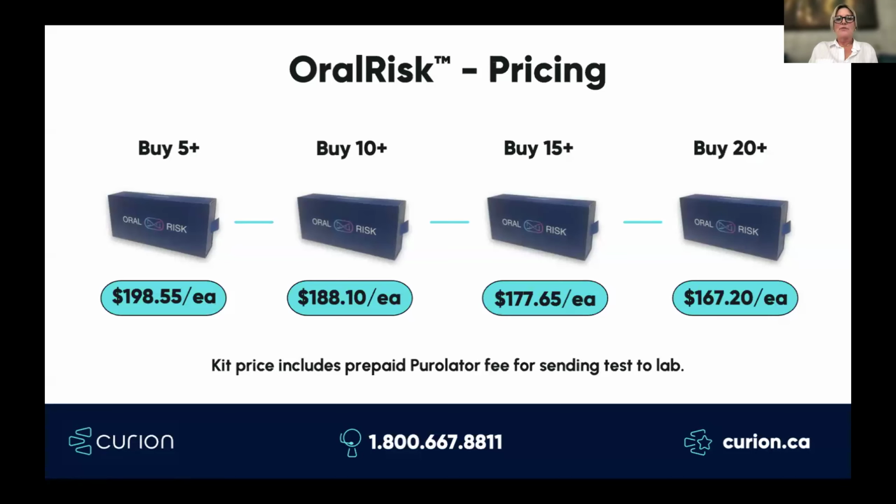So moving forward, as we know that this is a question that will always arise, this is going to be the pricing for the oral risk kit per patient. The regular price is actually $209. If you purchase 5 or more kits, it will be $198.55, 10 or more, 15 or more. As you can see, the more kits that are purchased for your patients, the price will go down.